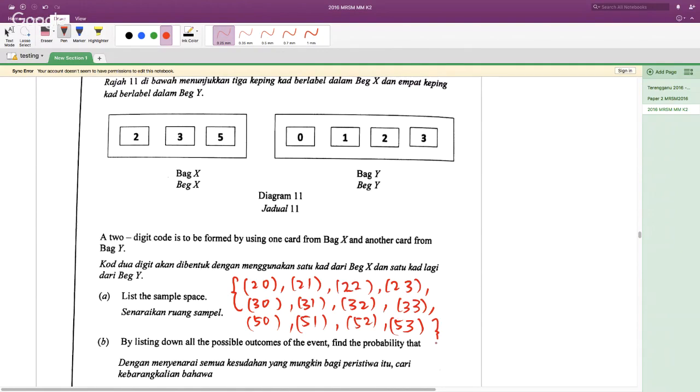So I will close the bracket. I know my number of sample space here should be 4 multiplied by 3, which is 12. All right, so my sample space is 12 here.